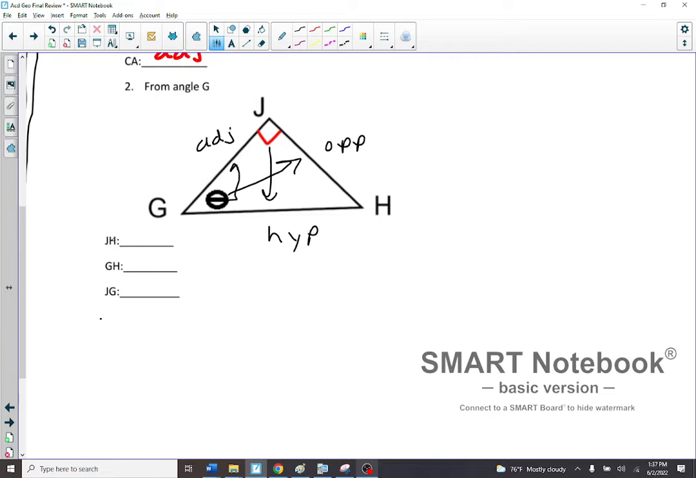And then let's just match the sides. JH is the opposite. GH is the hypotenuse. And JG is the adjacent.